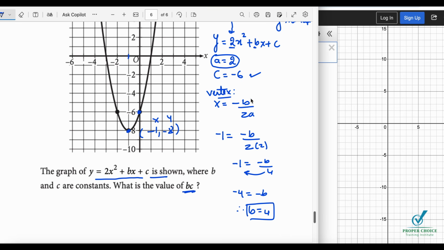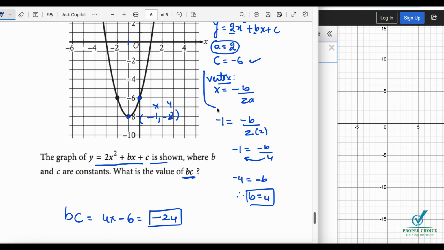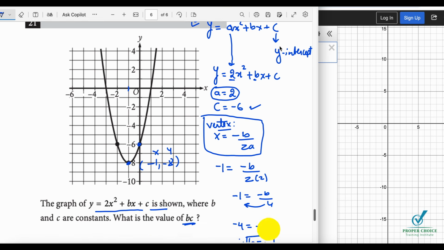I already know the value of c. Then the product bc is going to be 4 times negative 6, which is negative 24. So this is their product, and that's how you find it. Please remember, this is important, the formula to find the vertex x, and it works only when a quadratic function or a parabola is given in this form.